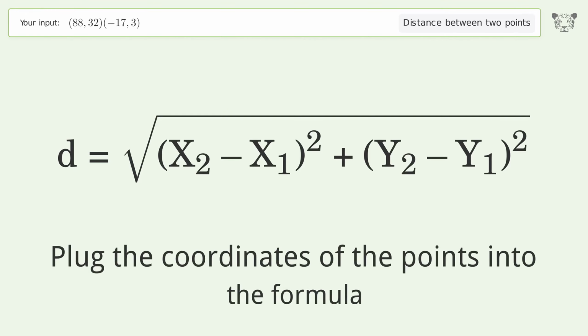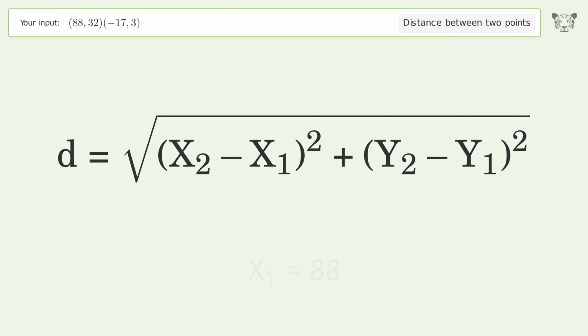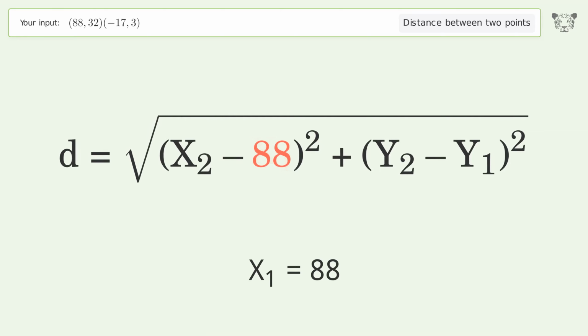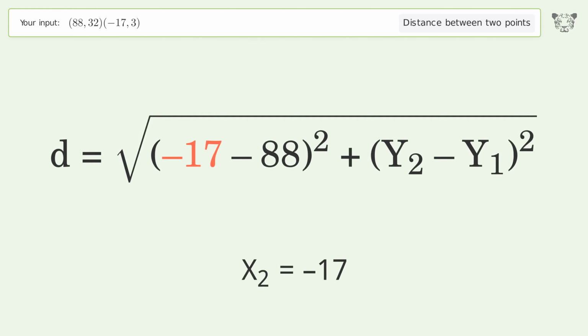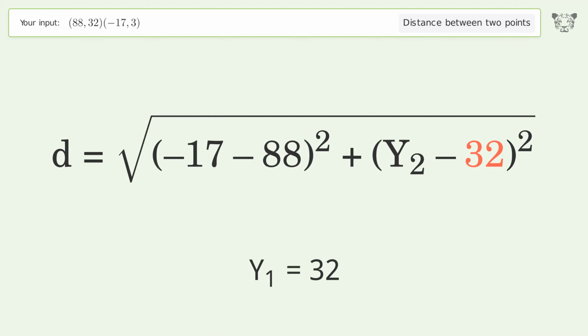Plug the coordinates of the points into the formula. x1 equals 88. x2 equals -17. y1 equals 32. y2 equals 3.